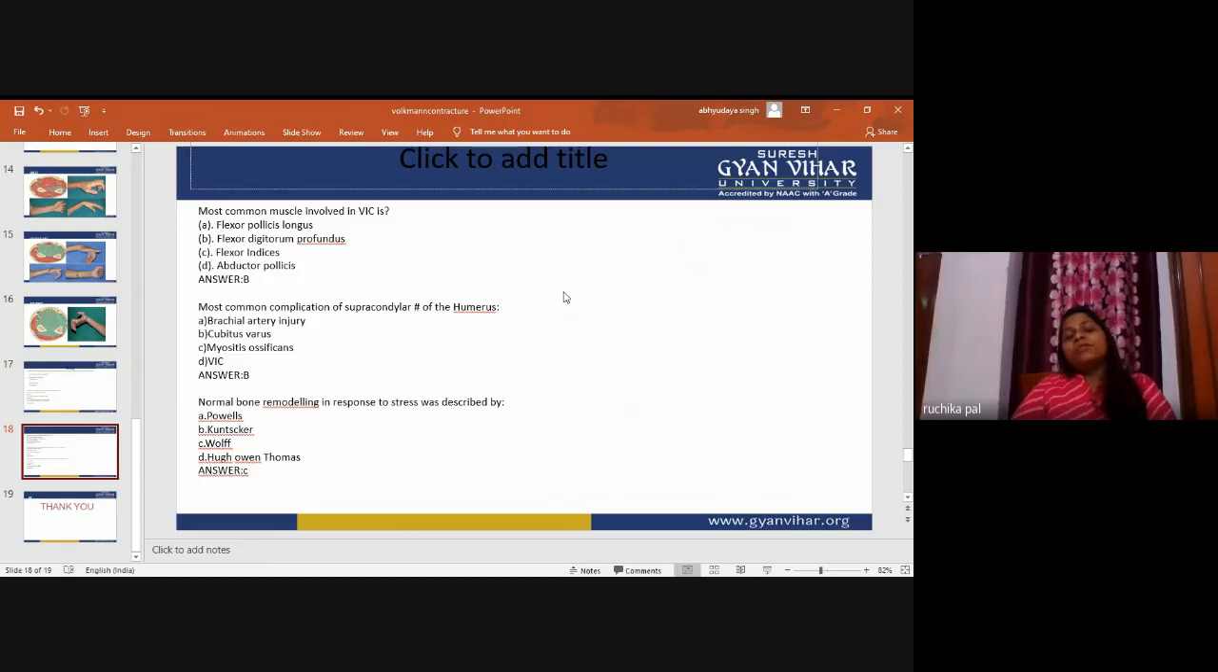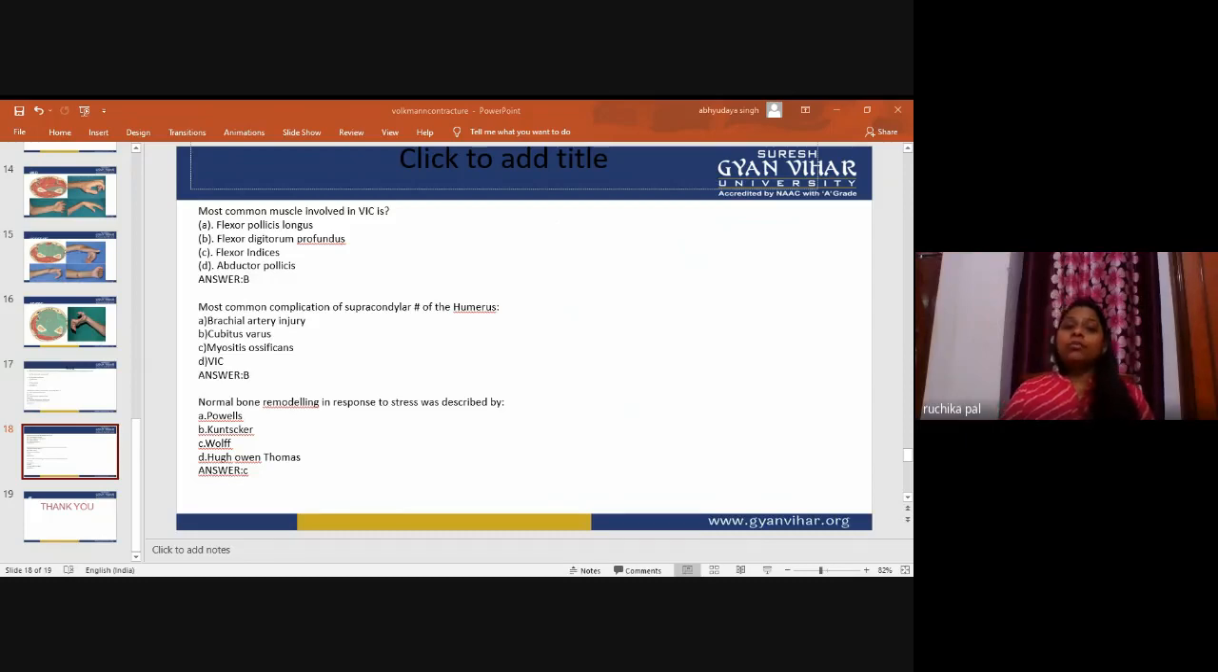Now, the most common muscle involved in VIC, we have studied about this. First option is the flexor pollicis longus. Second is the flexor digitorum profundus. Third is the flexor indicis, and fourth is the abductor pollicis. So the correct answer is the flexor digitorum profundus.